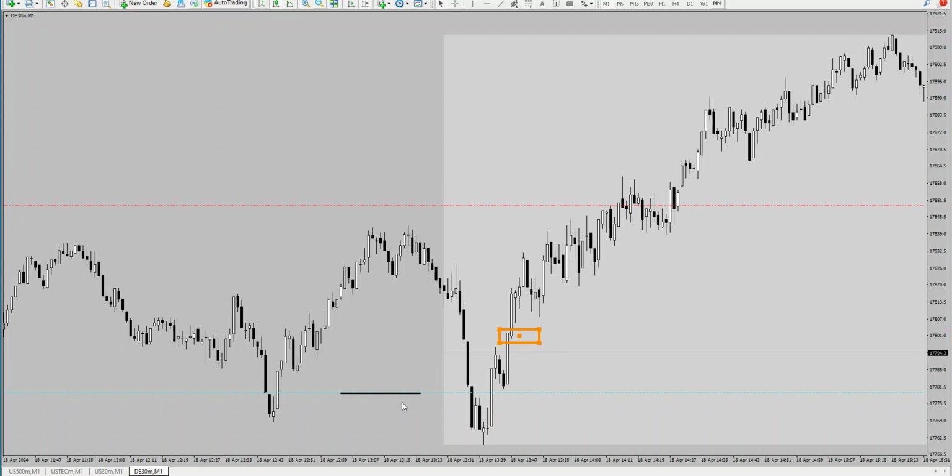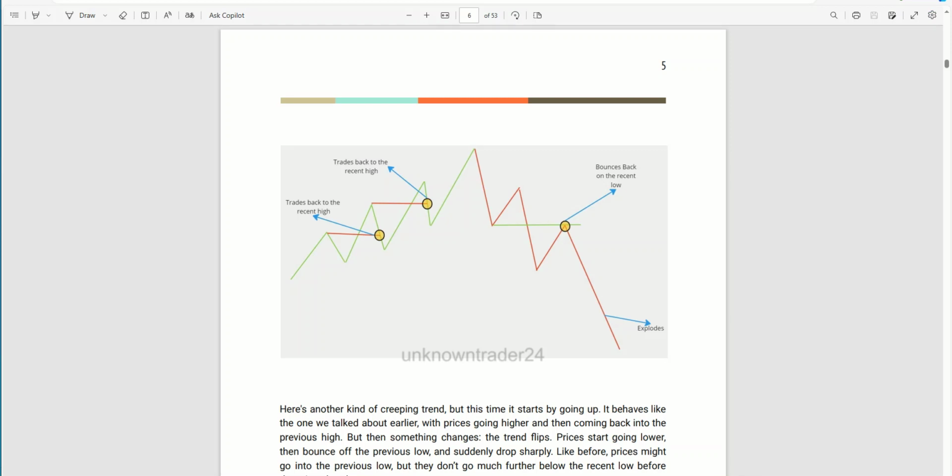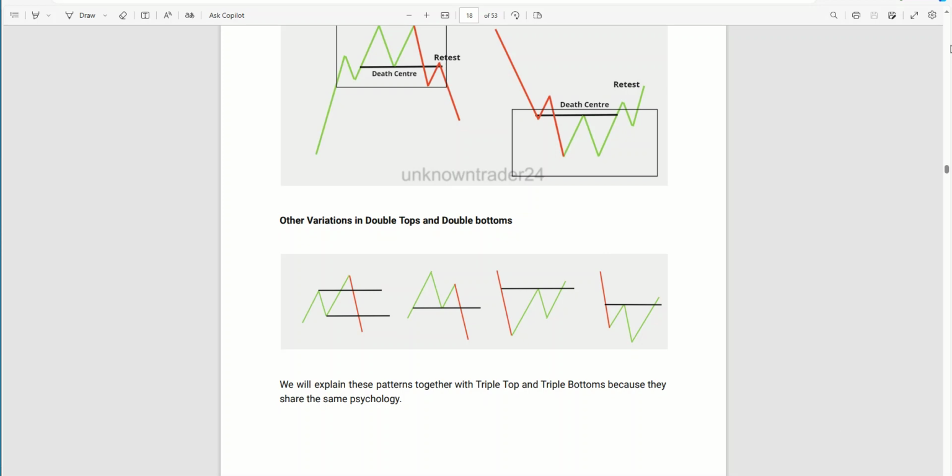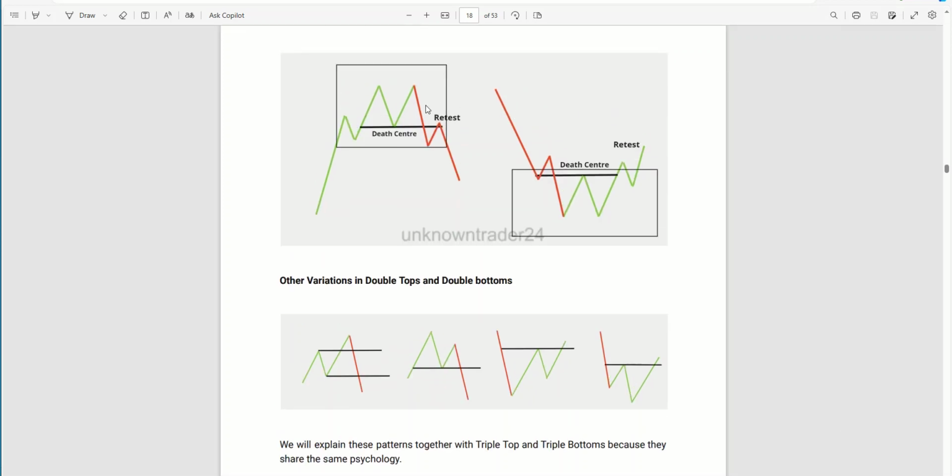Okay, let's go to the playbook. I want to show you something very important. I'll come to this page. Let's start with page 18. If you go to page 18, you'll realize that, yes, we have double tops and double bottoms, and most of the time double bottoms and double tops are actually going to retrace. However, we have different types of double tops and double bottoms. If you look at this, we have this kind of a double top, and we have this kind of a double top. These two double tops are literally different.